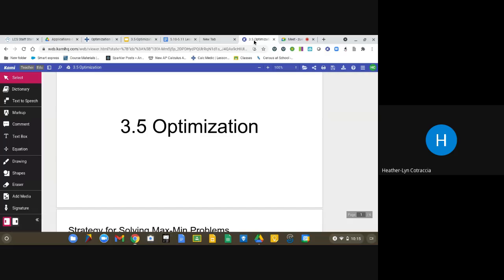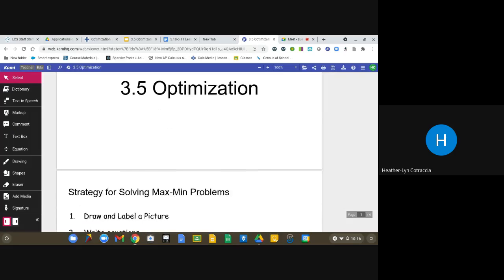So 3.5 is going to be on optimization, and it's pretty much exactly what it sounds like. It's optimizing something, like making the volume as big as possible with a small surface area, or minimizing cost, or something in terms of that. So that's the last application for this unit.